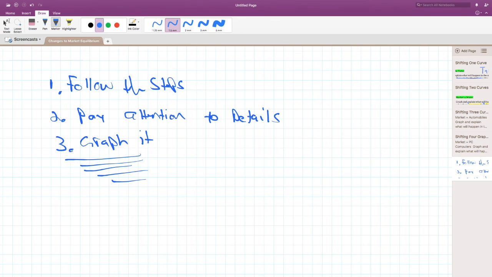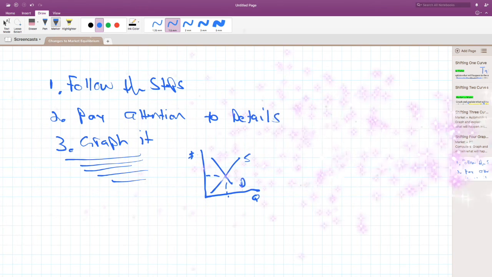Some students are going to try to skip steps. Some students are going to try to put all the shifts on one graph. It's not worth it. Take the time to draw an extra graph. You could just take a second. Draw a supply and demand curve. It only takes 1 second. Then demonstrate what the shift is. It's worth the extra time when you're solving these problems. We're going to do a lot of practice problems on these in class, so if you have any questions, please bring them.